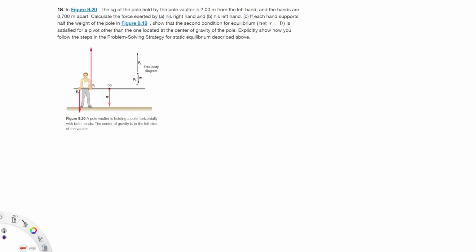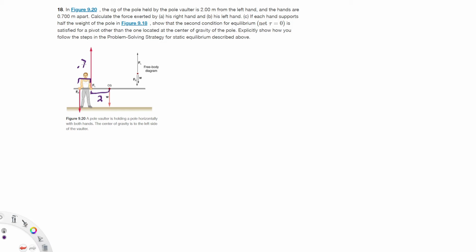Yeah, great problem, Yusuf. Thank you for asking this problem. This diagram is actually pretty good. It's labeled the 3 forces that are at play on this pole vaulter, and it's given us a free body diagram here. There are some distances involved, so from this hand to the center of gravity is 2 meters, and the distance between the two hands is 0.7 meters.